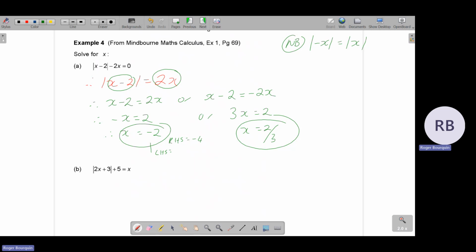What does the left-hand side work out to be if I sub in x is negative 2? If I sub in x is equal to negative 2 into here, what do you get? Negative 4. No. What's the whole of the left-hand side? It's 4. Why? Because minus 2 minus 4 is negative 4, but the absolute value of negative 4 is 4, right? So if I sub negative 2 back into this, the right-hand side is negative 4, and the left-hand side is 4.